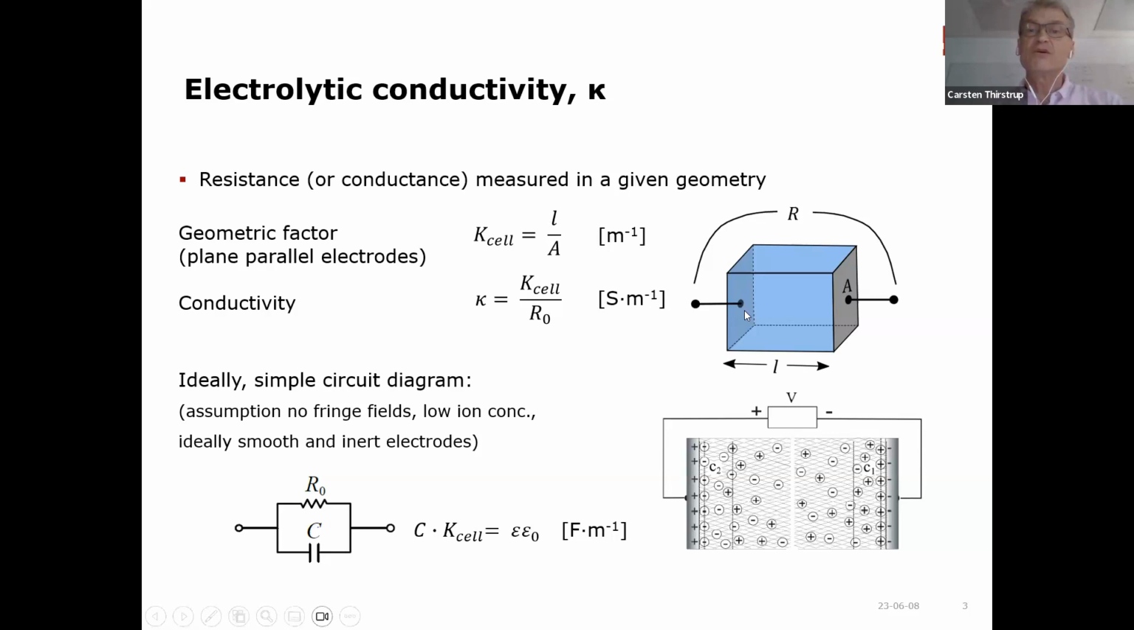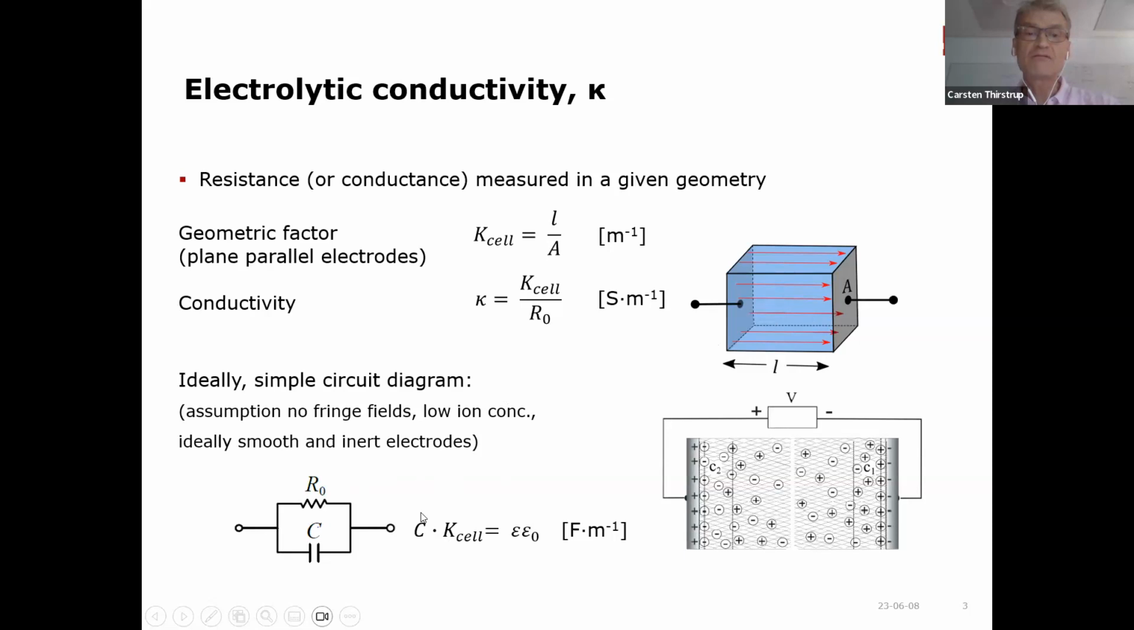And the cell constant in the simple case, as shown here, if we assume that we have direct field lines and we are making measurements at low conductivity where electrode polarization is minimum, then the cell constant can be determined as the length of the cell divided by the area of the electrodes. And in this case, we can model the electrolytic conductivity cell by this simple circuit diagram comprising a resistor, which represents the bulk resistance of the electrolyte, and a capacitor representing the geometry.